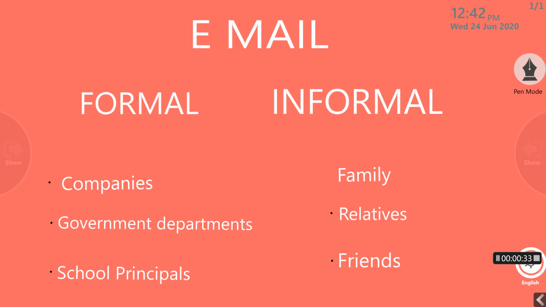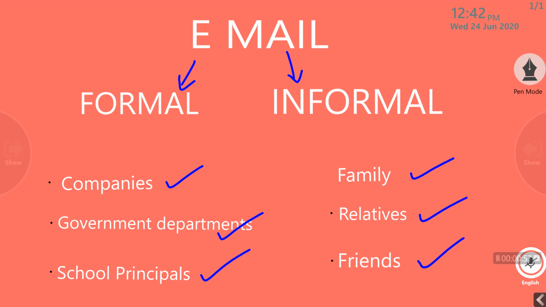We can categorize email into two types, formal and informal. Formal emails can be written to companies, government departments, school principals, etc. Whereas informal emails can be written to family members, relatives, friends.